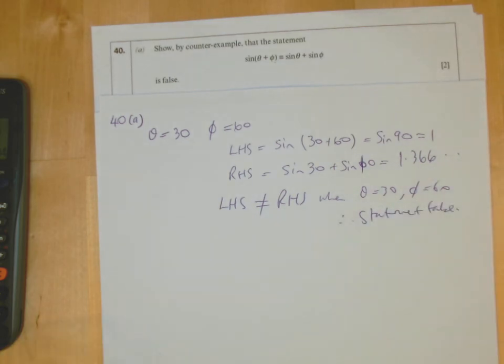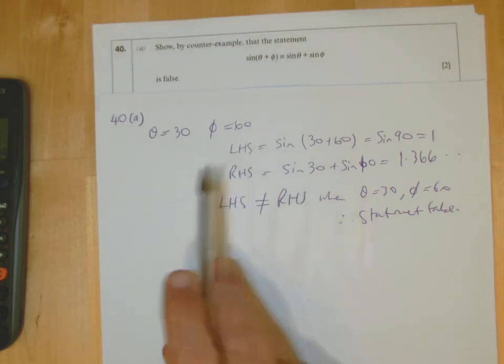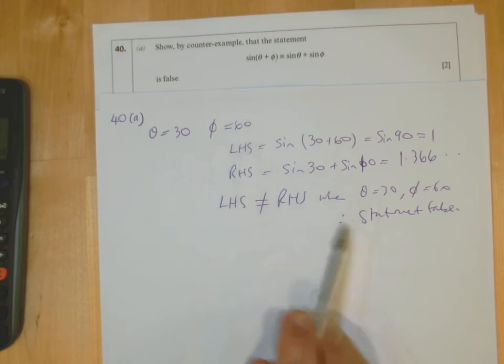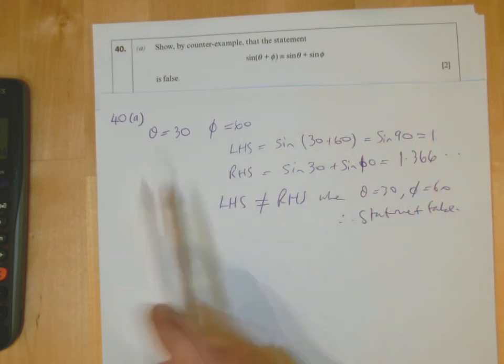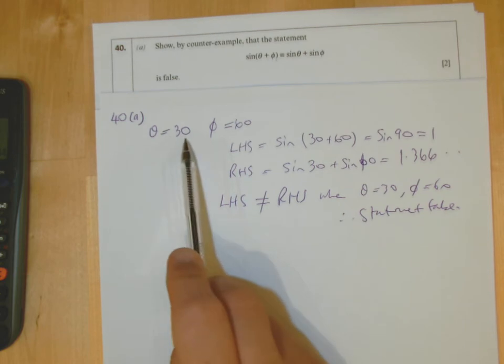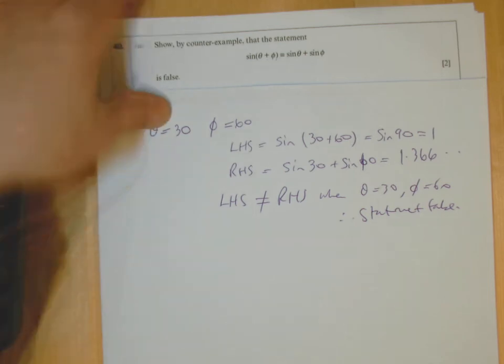The other thing you could do as well, if you're not sure about these values, or if it actually worked, because you sometimes pick values and it works, and you think, well, what am I meant to do here? You've got to try two other values. You could try something silly. You could put theta equal to 1 and phi equal to 2, so silly values, or theta equal to 1.5, theta equal to 7. It doesn't matter as long as you find an example where it doesn't work.